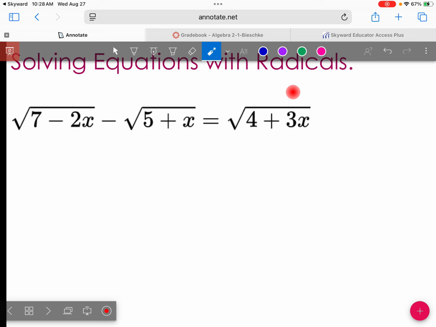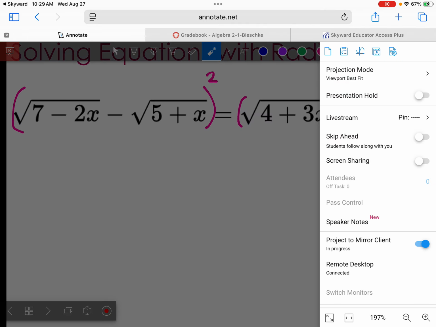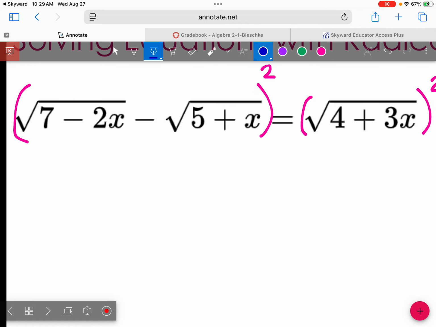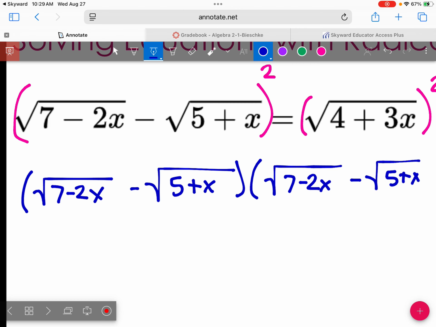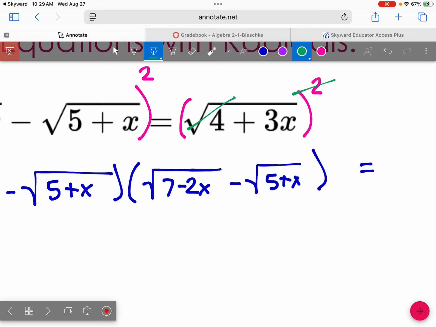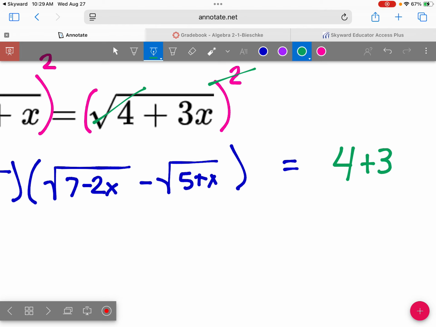So what we're going to do is, I have over here a radical all by itself. So I would really like it if we could square it to get rid of this radical. But if I square this side, we also need to square this side, which is going to be genuinely kind of awful. Because think about what it means to square. We'd have this squared, and the middle term. I'm going to write the whole thing out as like the 2 parentheses, so it's like factors. Our square root of 7 minus 2x minus the square root of 5 plus x times square root 7 minus 2x minus square root 5 plus x. And that's going to equal, here at least we've had some things cancel out, our 4 plus 3x.